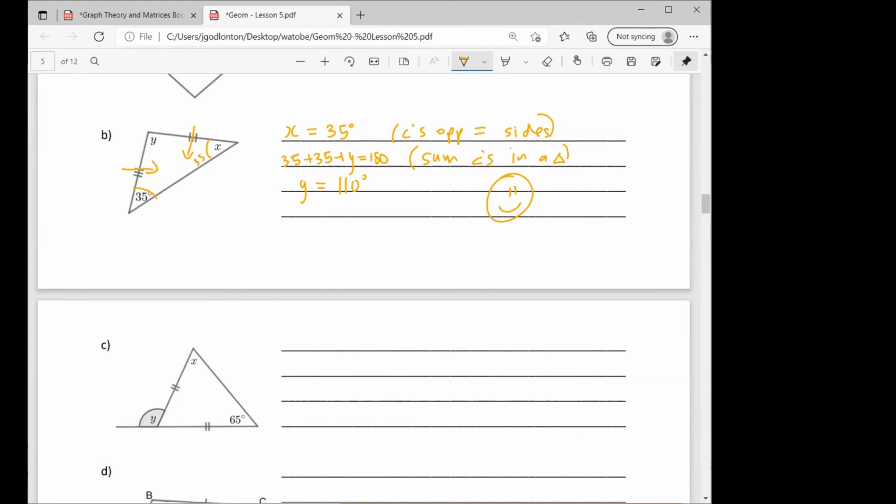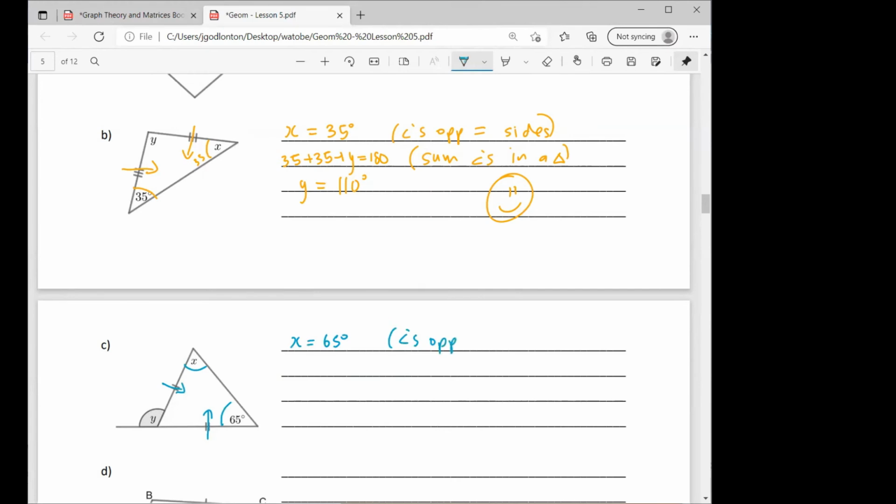Good. Okay, I'm really liking the answers that are coming in for X. Okay, good. Remember, those are your two that would be the same as each other. Good. So X is 65.